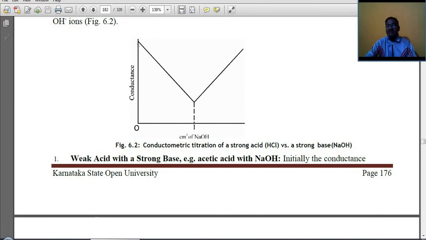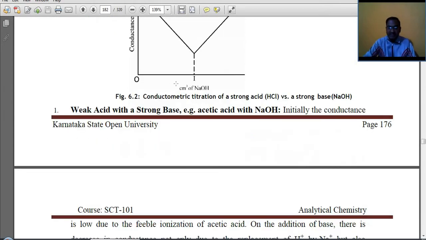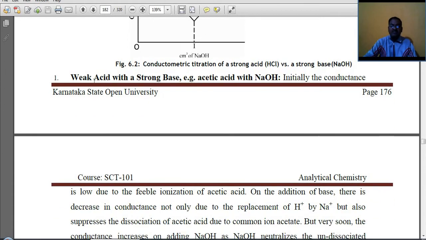Initially, as we add sodium hydroxide, the H plus ions present in the acid are neutralized by the OH minus, till the equivalence point. After that, the conductance increases because the concentration of OH minus ions increases. Next, the second one, weak acid with a strong base. We take acetic acid as the weak acid, with a strong base, sodium hydroxide.